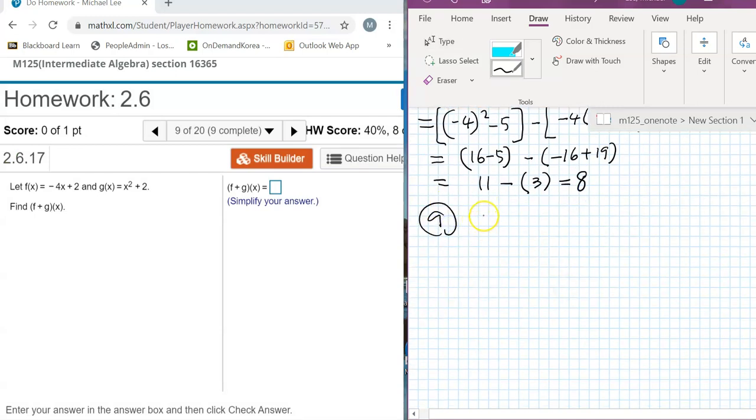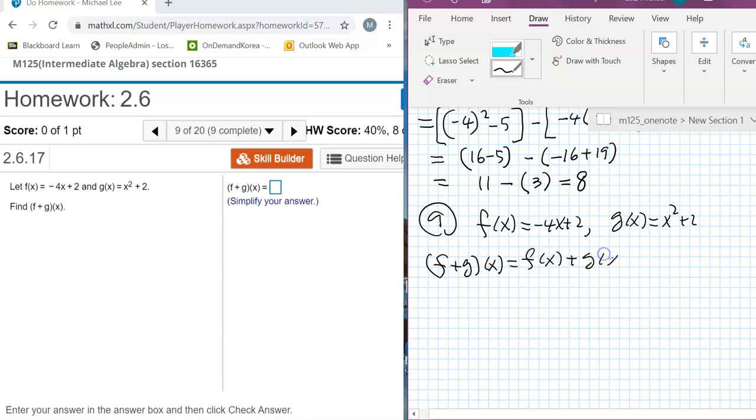So f of x is negative 4x plus 2. G of x is x squared plus 2. So now, what is simply this? This means f of x plus g of x. You don't substitute anything. So f of x is negative 4x plus 2, plus g of x, which is x squared plus 2.